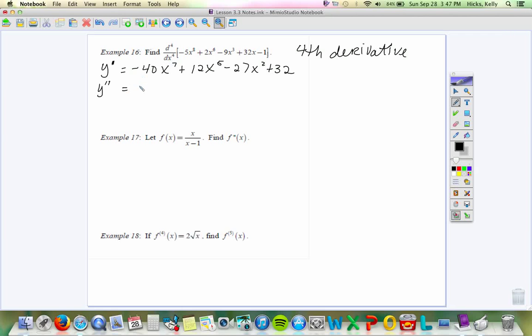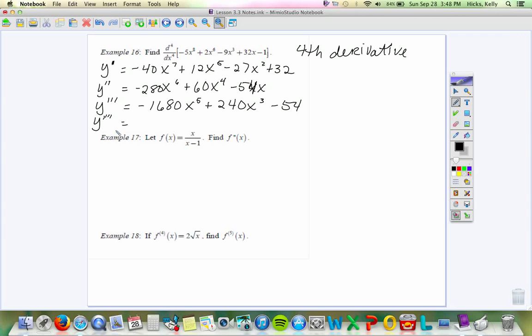All right, so then the second derivative, all you do is the exact same thing one more time. The 7 comes down. 7 times 40 is 280. So negative 280x to the 6th power plus 5 times 12 is 60x to the 4th minus 27 times 2 is 54x. 32, derivative of that is a constant. It is 0. Let's do it again. Third derivative. 280 times 6 gives you negative 1680x to the 5th plus 240x cubed minus 54.